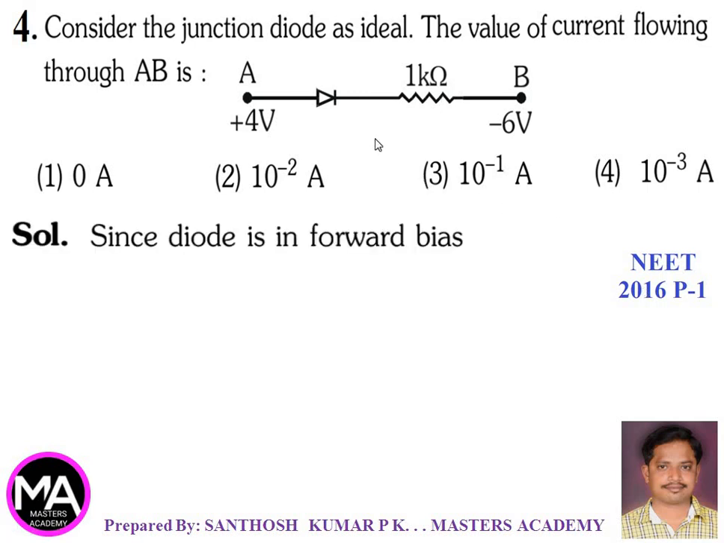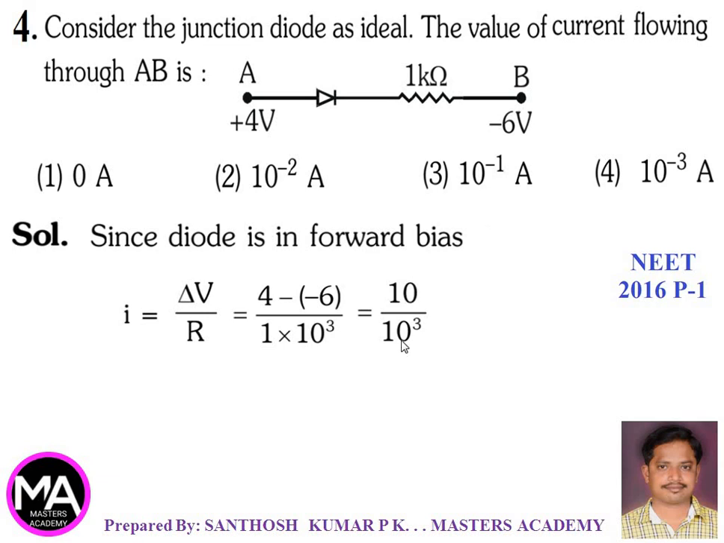Solution: here the diode is in forward bias because the P type is connected to positive and N type is connected to negative. It is in forward bias. Current is given by I is equal to delta V by R. So delta V is 4 volt minus (minus 6 volt), divided by R, which is 1 kilo ohm, that is 1 into 10 to the power of 3. So 10 divided by 10 raised to 3 is 10 to the power of minus 2 ampere, which is there in option second one.